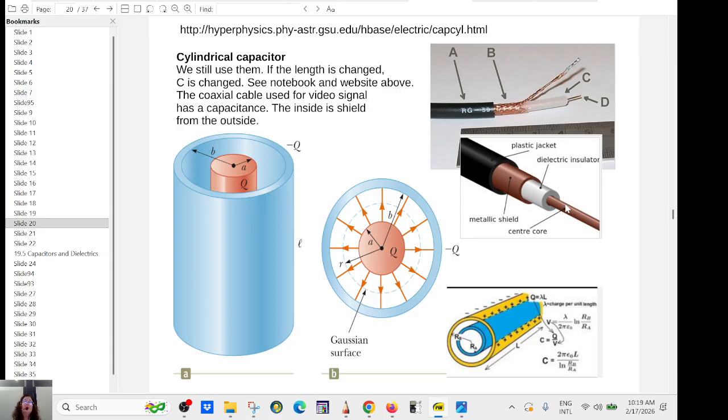And why is it important? Because when you have signal, what is this called? It's called the coaxial cable. So coaxial cable, that will be your signal here. That will be your dielectric, and that will be your positive charge. And then after a while, you're going to have negative charge here and positive charge over there.